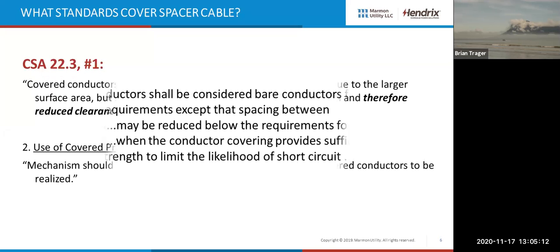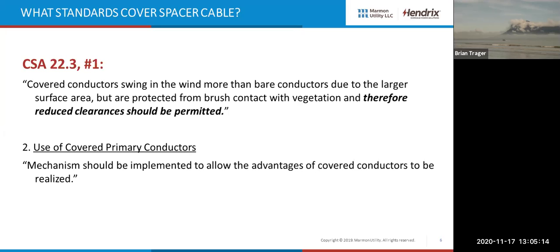So that's covered by NESC 230D. CSA struggled for years to get us in CSA. We finally did that at the end of last year, and I believe the Canadians are doing a good job. They're being quite deliberate in the writing of their specs, and they're saying that covered conductors swing in the wind more than bare conductors due to the larger surface area, but are protected from brush contact with vegetation, and therefore reduced clearances should be permitted.